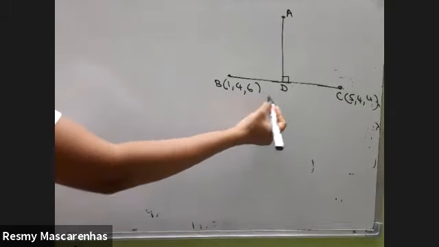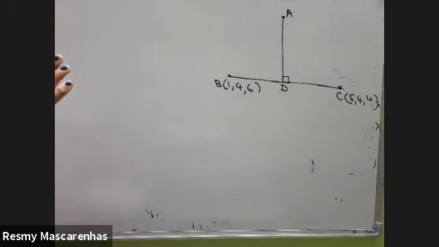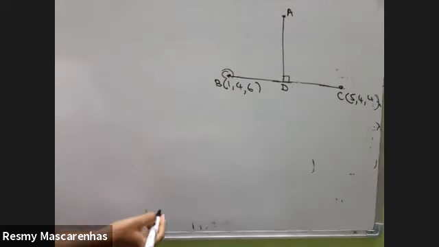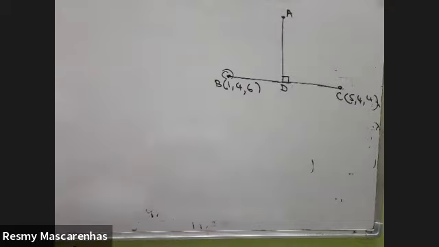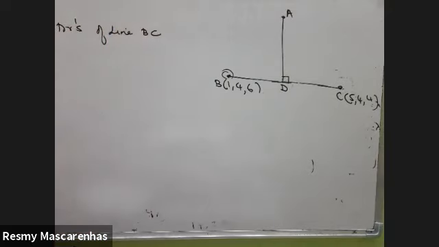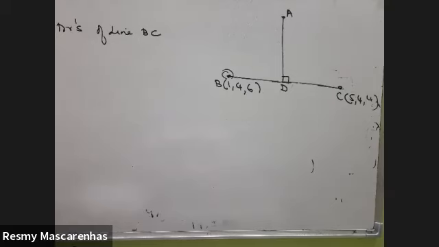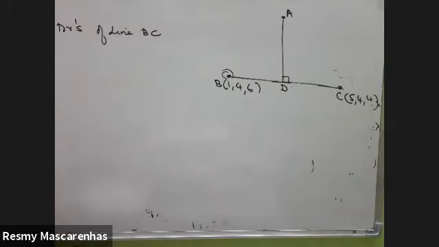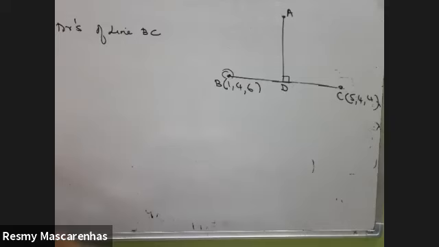So I told you, anytime you want to find a Cartesian equation or vector equation, doesn't matter, we need one point and the direction ratios. So what are the direction ratios of line BC? Can anyone tell me how to find the direction ratios of line BC? B minus A? Where did A come from? I want BC. C minus B. Yeah, C minus B.